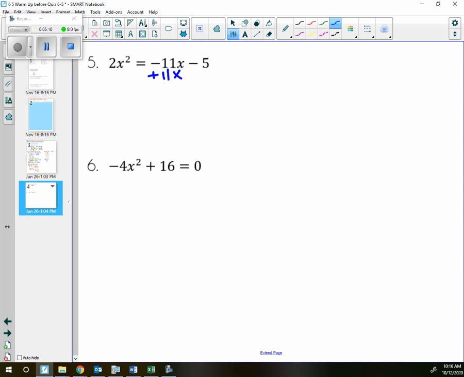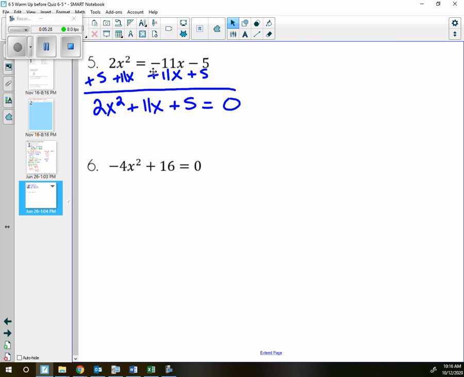So I'm going to add the 11x, and I'm going to add a 5. So I'm going to add both of these terms, and you can do it all at once. And let's put our terms in descending order. So 2x squared plus 11x plus 5 equals 0. So get everything on one side. Now, why did I move that way? Well, the 2x squared was positive already, and it was on the left. So for me, visually, that's the easiest. But you can go either direction. I just think it's easier, even though we had to move 2 terms, to make that first term positive. So make it equal to 0.